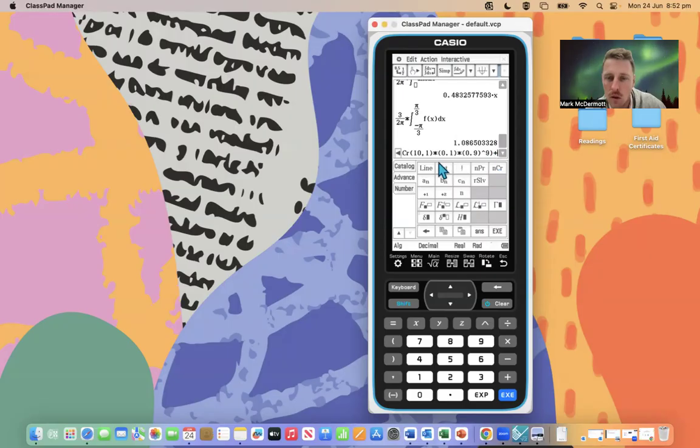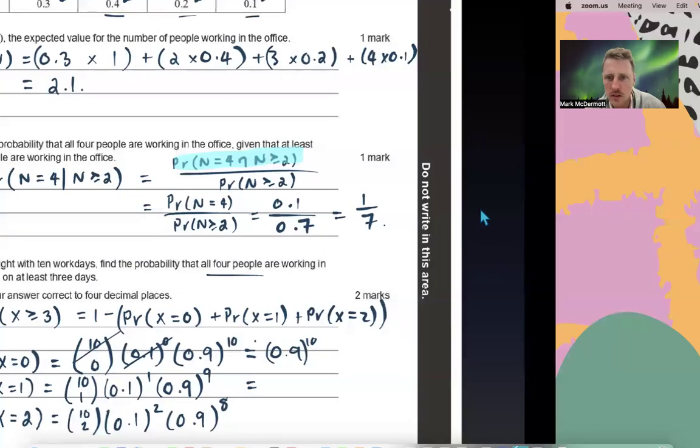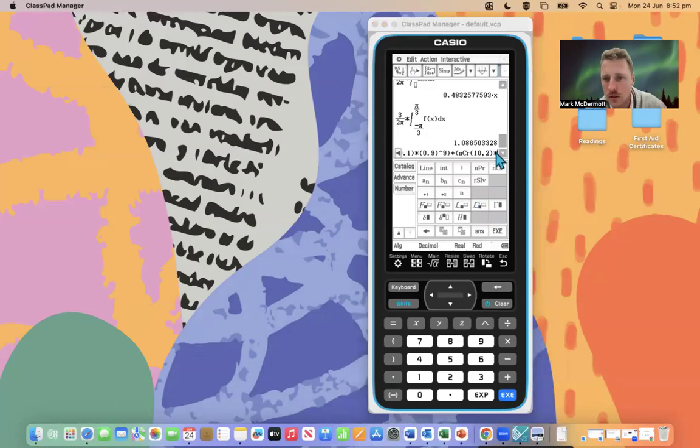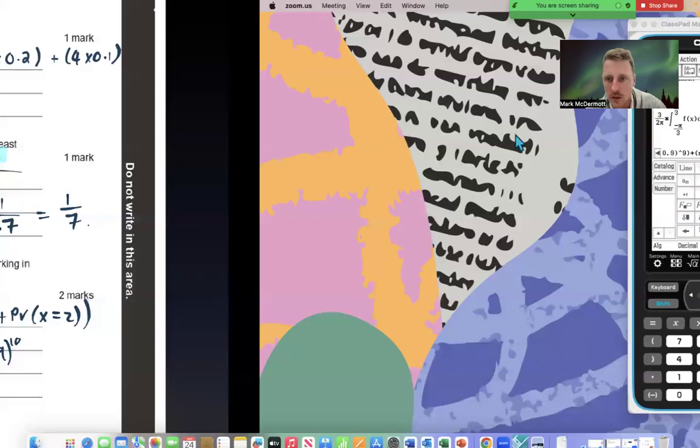Okay, plus N choose 2, 10 choose 2, by 0.1 to the power of 2, times 0.9 to the power of 8.